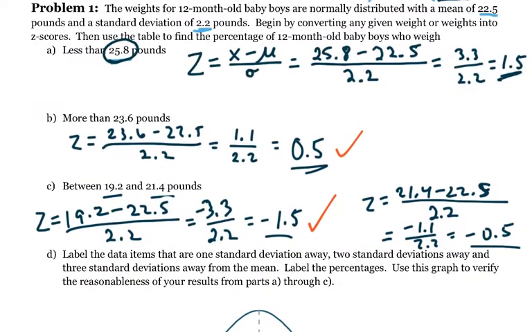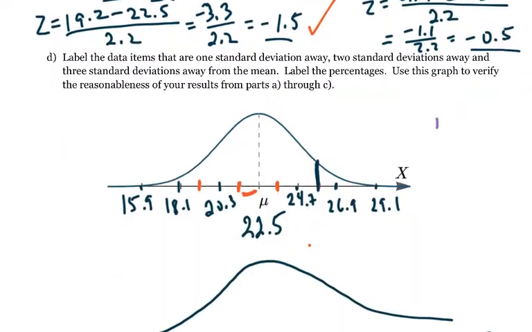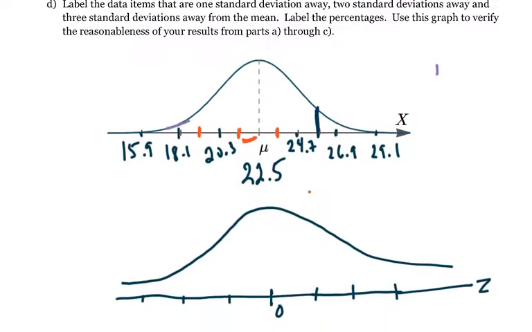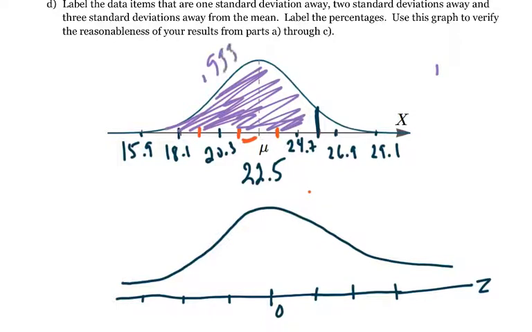So the percentage for this would be 93.32%. Okay. So what percentage of babies weigh less than 25.8 pounds? That's 93.32. And that's essentially saying what's the percentage or the area under this curve that corresponds to that percentage. That area was labeled as 0.9332 in the z-score chart, and so therefore we can change that to a percentage.